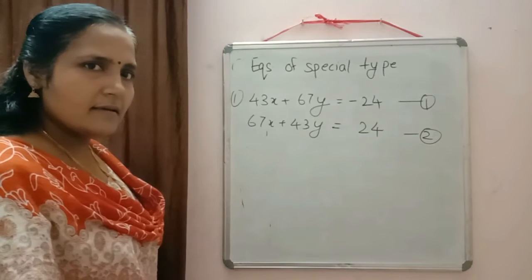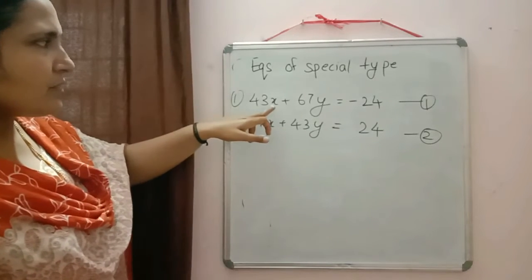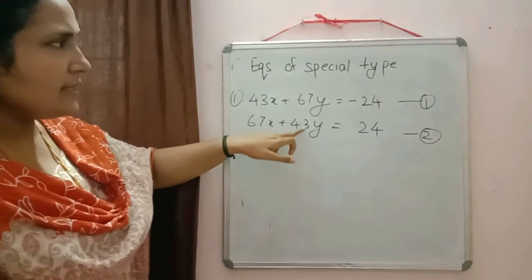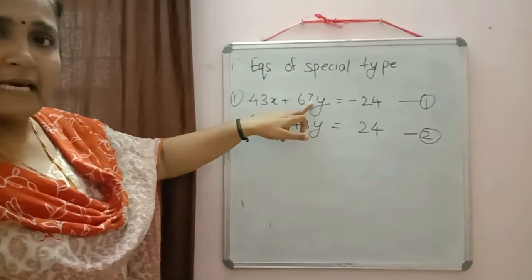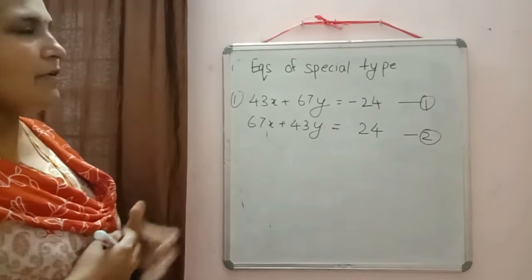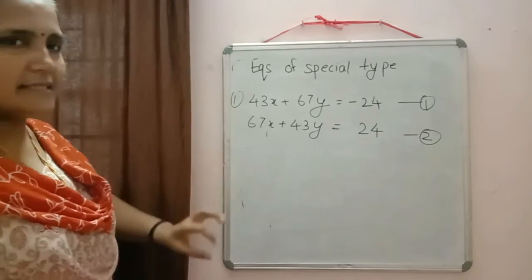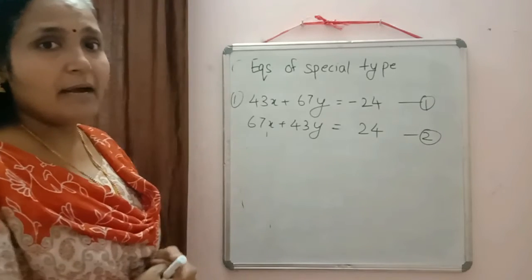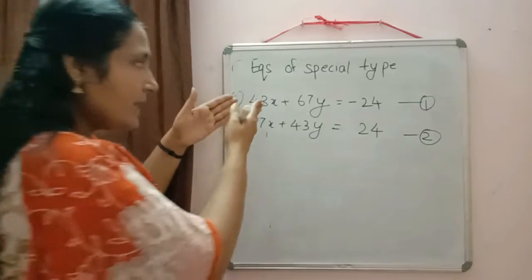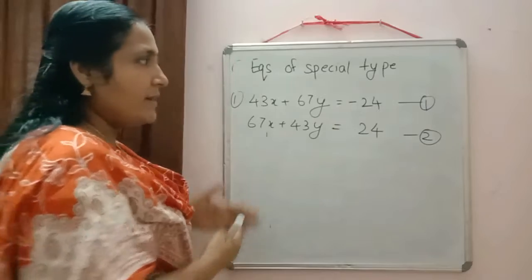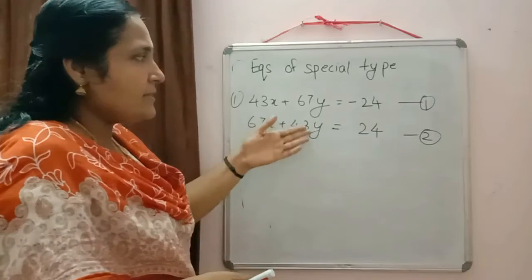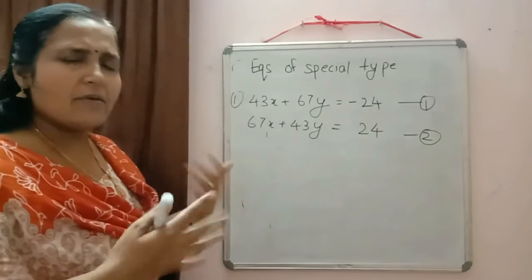Can you guess? Yes, here you can check. What is the coefficient of x? 43. Here the coefficient of y is 43. In the first equation the coefficient of y is 67 and here the coefficient of x is 67. So for these types of equations, there is a special method to solve them. Otherwise, if you are solving by elimination method, to eliminate either variable x or y, you have to multiply the first equation by 67 and the second equation by 43 if you are eliminating the variable x. Same with the case of y also. Then a lot of calculations will be there.